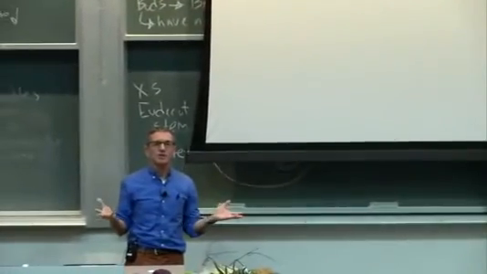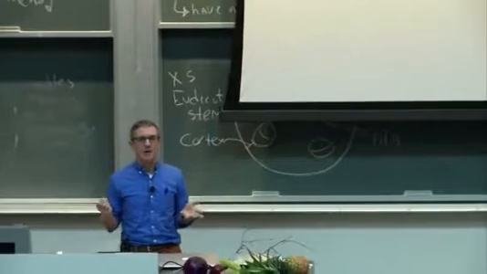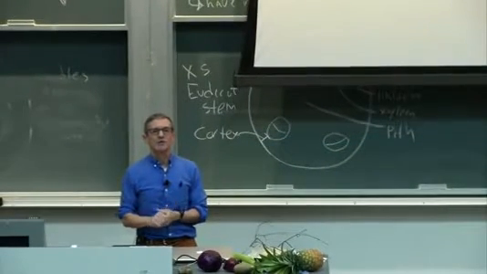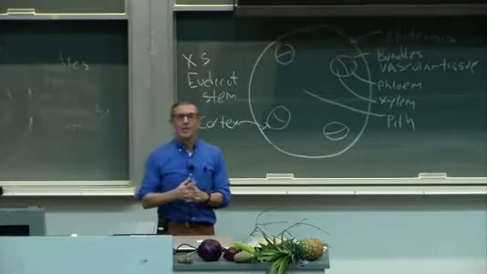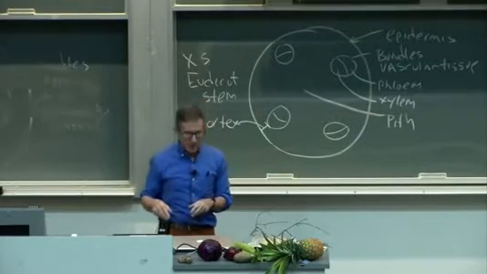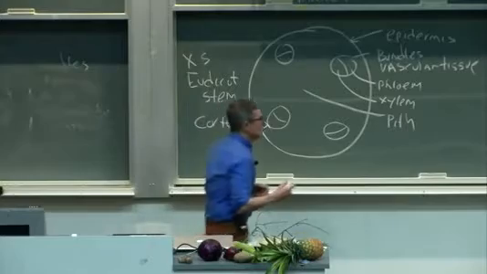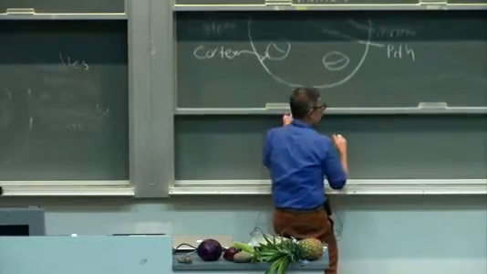Okay, let's now continue to talk about the shoot system. And what I want to do is to talk to you about what is probably the most variable organ on the shoot system, with the exception of the flower. The flower is certainly the most variable tissue or organ type that you will see on the plant, but the one that comes closest to it in its variability is the leaf. And so what we want to do now is to talk about the leaf.